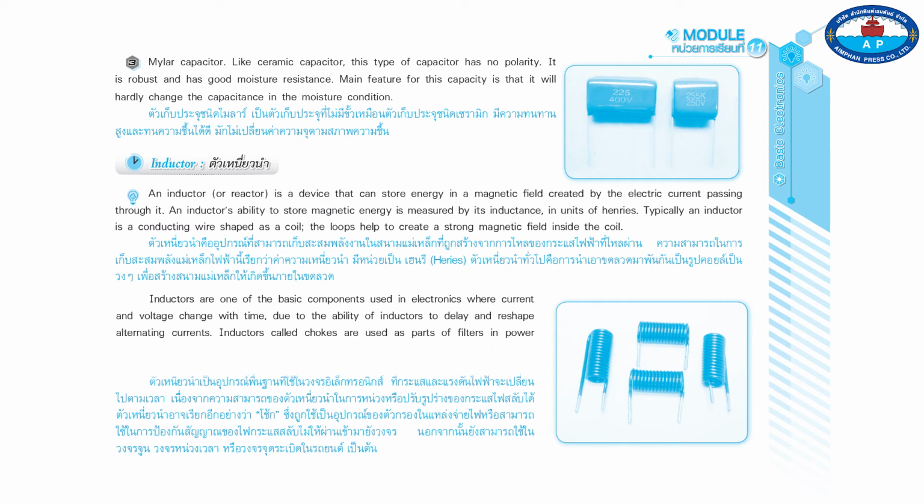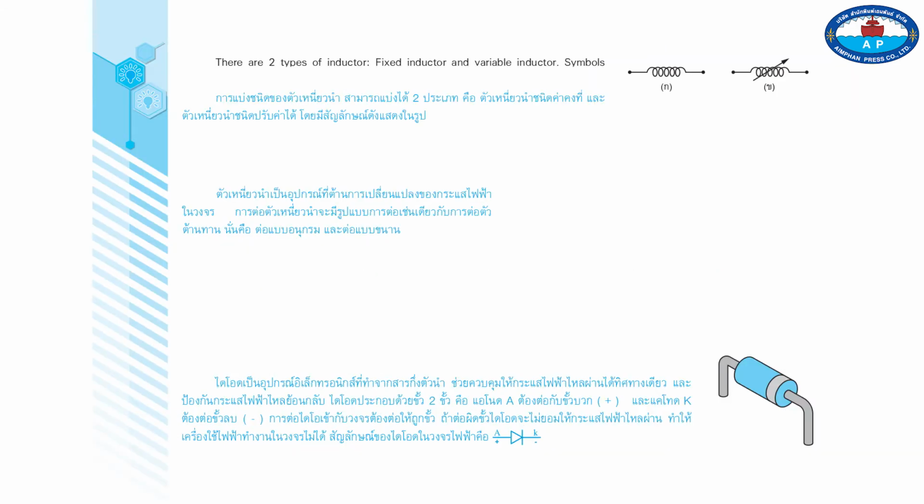Inductors called chokes are used as parts of filters in power supplies or can be used to block AC signals from passing through a circuit. Moreover, it can be used in tuning circuits, delay circuits, or the ignition circuit in a car, etc. There are 2 types of inductor, fixed inductor and variable inductor. Symbols are shown in the figure below.